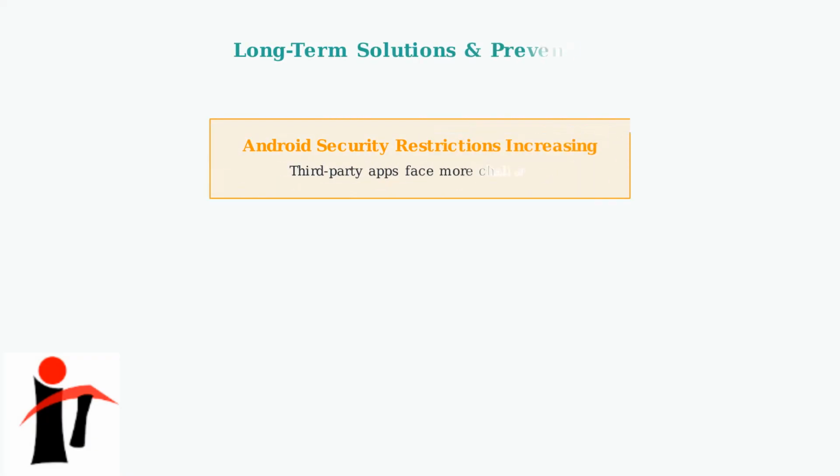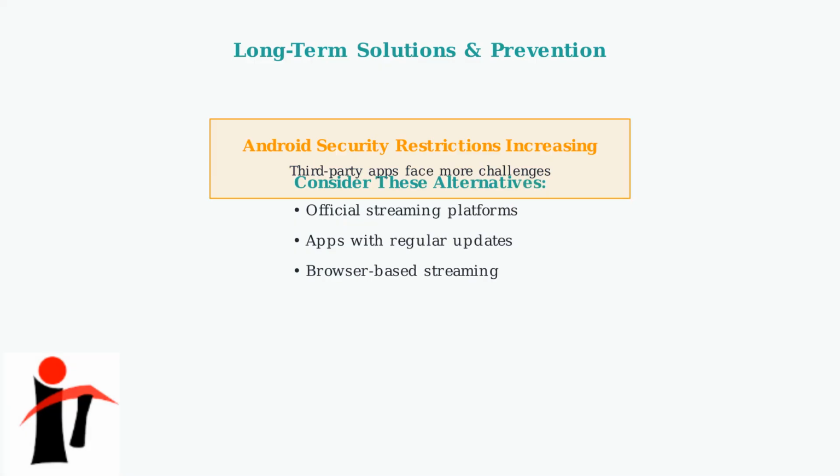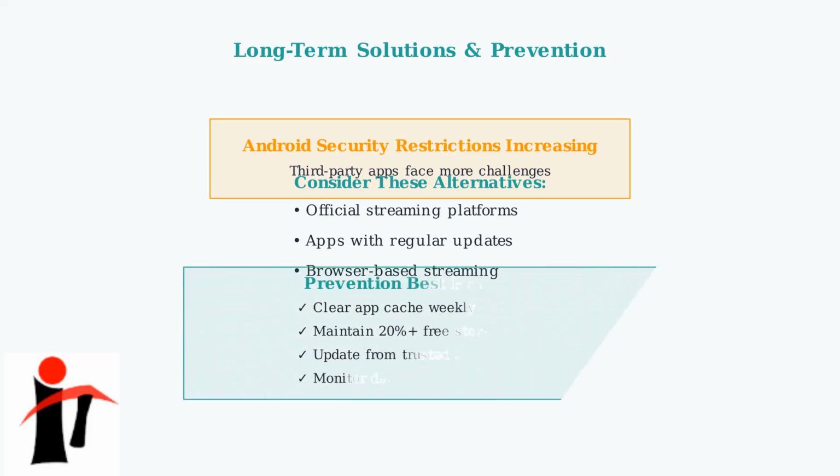Looking toward the future, Android's increasing security restrictions mean third-party apps like BTV will face more stability challenges. Consider exploring official streaming platforms or alternative apps with better stability and regular updates. These provide more reliable, long-term solutions. To prevent future issues, establish a regular maintenance routine. Clear app cache weekly. Keep storage above 20% free and only update BTV from trusted sources.